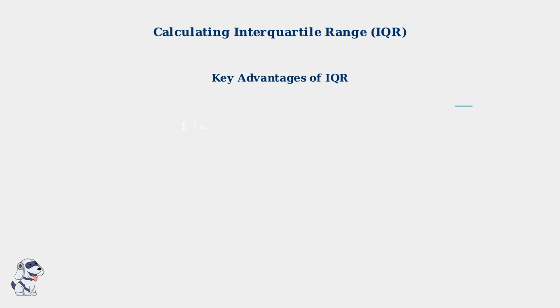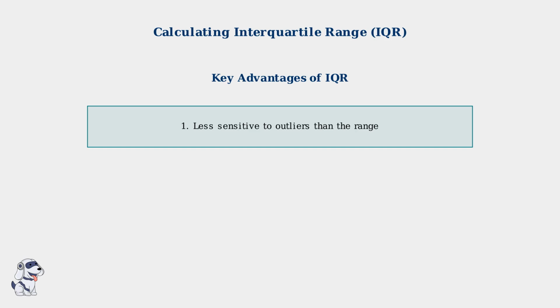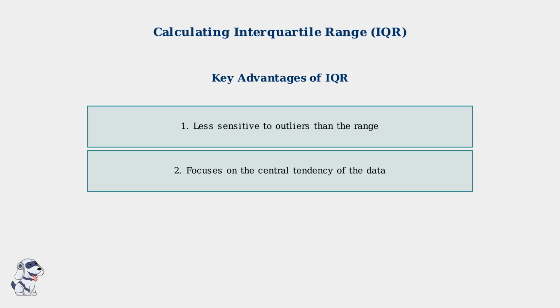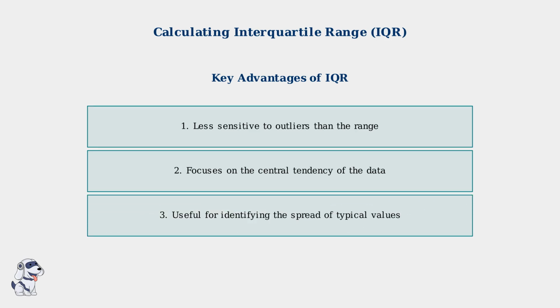The IQR has several important advantages. First, it is much less sensitive to outliers compared to the range, since it ignores the extreme values in the tails of the distribution. Second, the IQR focuses on the central tendency of the data, giving us insight into how the typical values are spread around the median. Finally, the IQR is particularly useful for identifying the spread of typical values, making it an excellent complement to the median in describing grouped data.